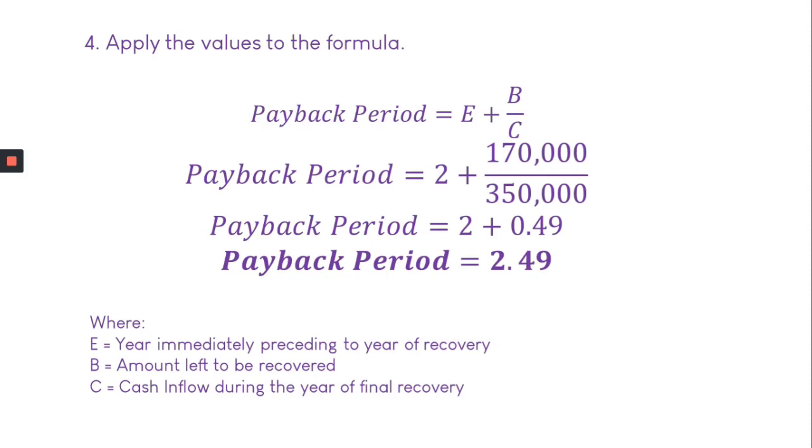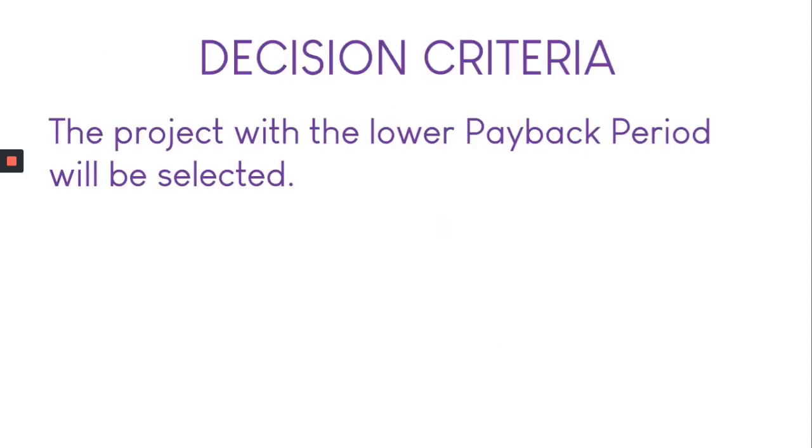2 is the number of years before the year of recovery. 170,000 is how much money we need to recover for us to have a return of investment, and 350,000 is the projected cash flow for the year. So payback period is 2 plus 0.49, 0.49 being the quotient of 170,000 divided by 350,000. So the payback period is 2.49. It will take 2.49 years before we have a return of investment. So the project with the lower payback period will be selected if there are other projects to contend with.